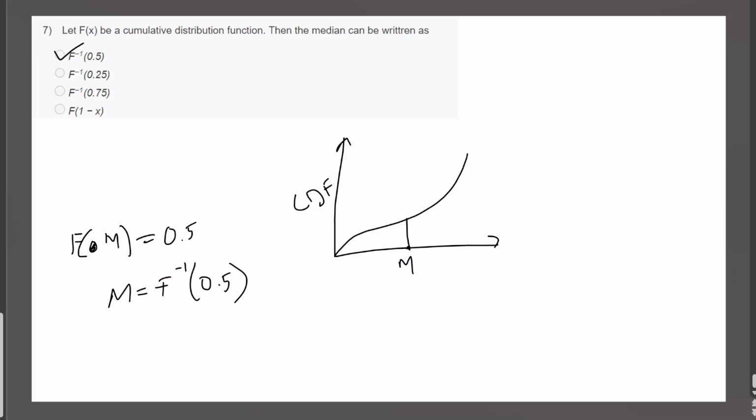This is one which you have solved before, with quantiles. If F of x is the cumulative distribution function, then the median can be written as F inverse of 0.5. So 0.5 separates the data from the center into an equal number of values. So 0.5 gives the median, and 0.75 gives the third quartile, in the CDF.